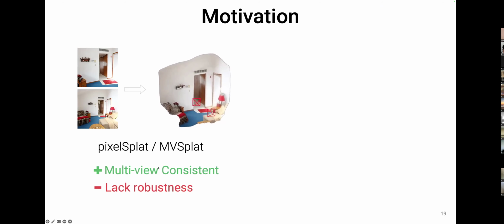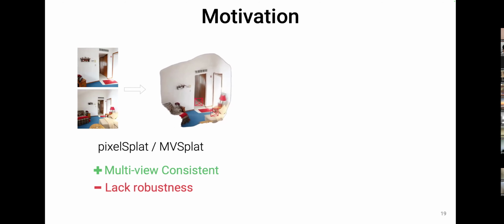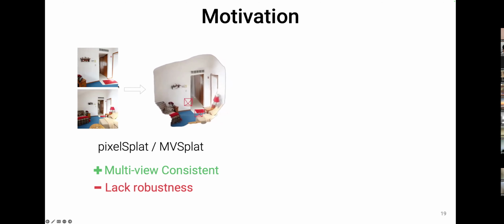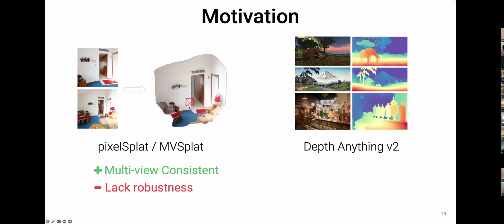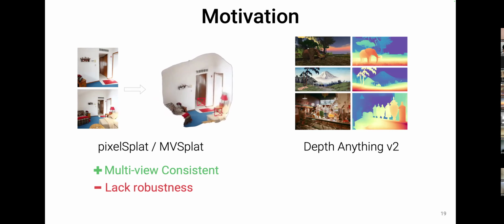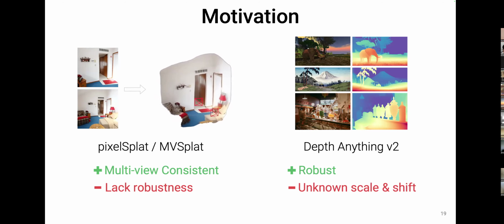It works very well and is multi-view consistent because it outputs coherent 3D Gaussians. However, it really lacks robustness. For example, for textureless regions, it will often fail. On the other hand, we also have some really strong prior knowledge, like Depth Anything v2, which trains a feed-forward network that, given a single image of any sort, gives you really high quality, crisp depth as output. And it is really robust to any sort of input image.